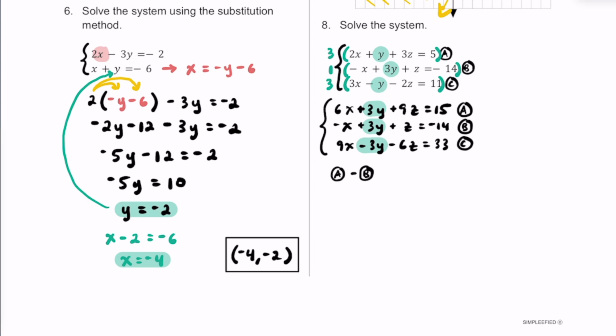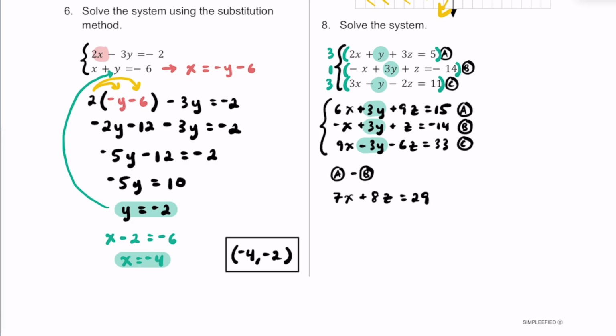So if we do A minus B, it's going to be 6x minus this -x, so that becomes 7x, right? If we're subtracting them. Then if we take this 3y and take away this 3y, they're going to get eliminated, which is good. Then this 9z take away 1z is going to be 8z, so we have 7x plus 8z. And then finally for the constant, we have 15 take away this -14, or 15 plus 14, that's going to be 29. So this is going to be a new equation for us after we take B away from A.